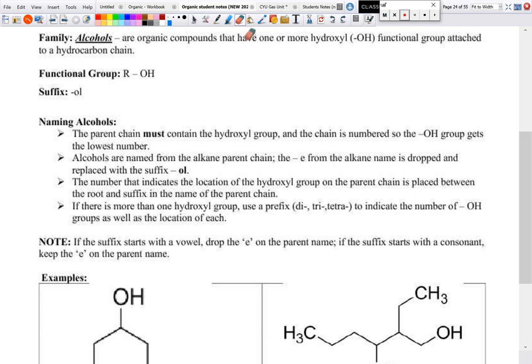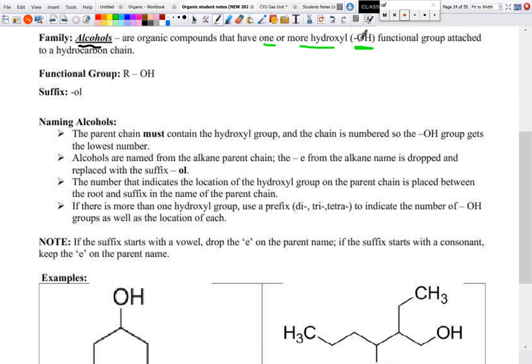All right, welcome back. So today we are going to finish naming all of our organic compounds, or in this case right here, our hydrocarbon derivatives. So we're going to start with the alcohols just for right now. So an alcohol is an organic compound that has one or more hydroxyl functional groups.